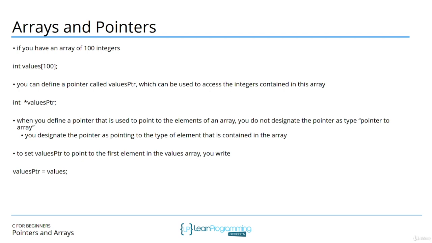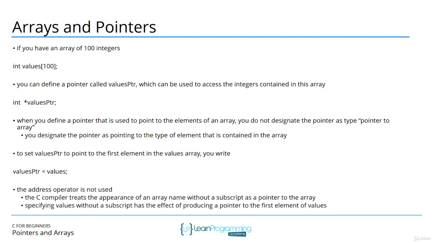So if you want to assign the first element of an array to a pointer, all you have to do is specify the array on the right hand side of the equals operator, and on the left hand side you just have the values pointer. This is going to point to the first address in the array or the first element. The address operator is not used. Notice that. The C compiler treats the appearance of an array name without a subscript as a pointer to the array. So specifying values without a subscript has the effect of producing a pointer to the first element of values.